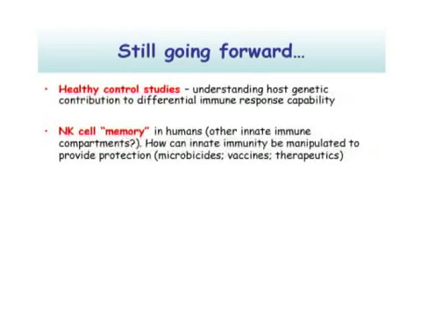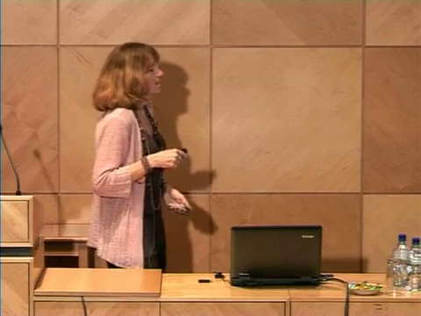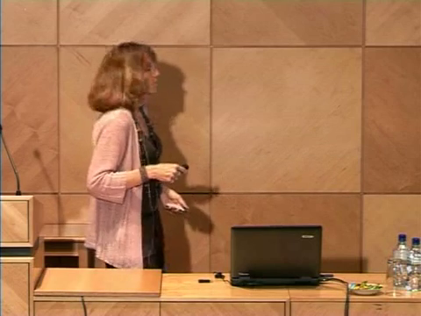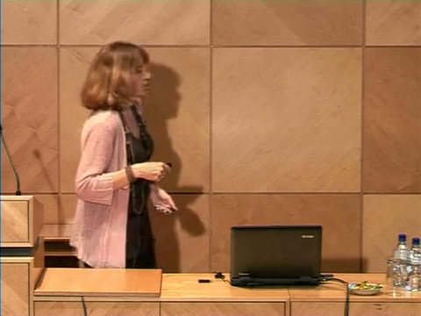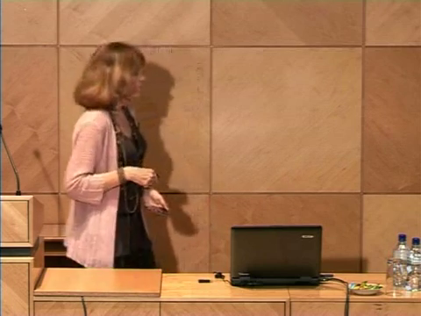The whole question of NK cell memory is probably very difficult to finally prove in humans. In the mouse studies, it was the natural killer cells that reside in the liver that were the ones that actually had the memory response. So it's quite a challenge to try and determine what's going on in humans. If there's memory in NK cells, what about other innate immune systems? And how can innate immunity be manipulated to provide protection or also to improve therapeutics?